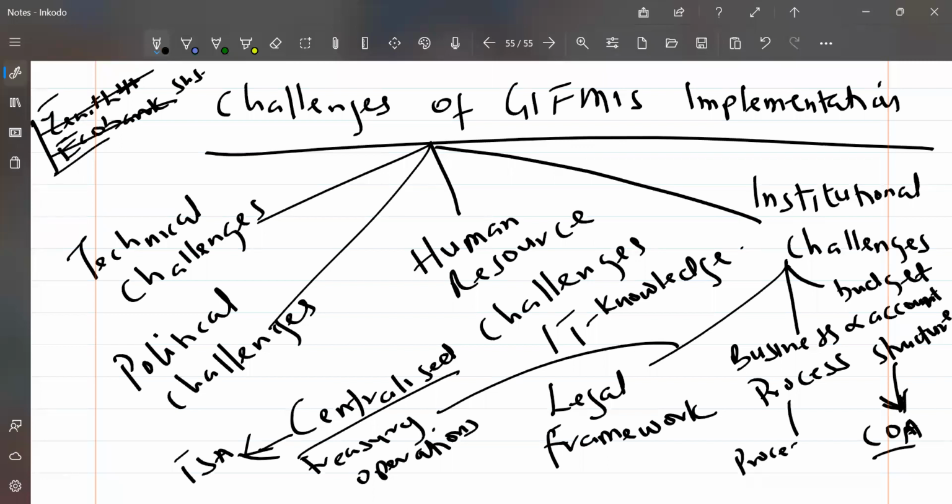These ones are procedures, because of business process. This one is laws. If all this is not in place, then it is a deficiency to the institution. We can't implement that.